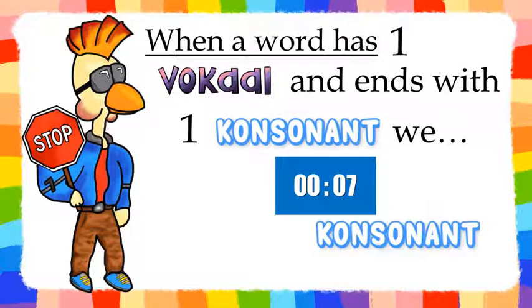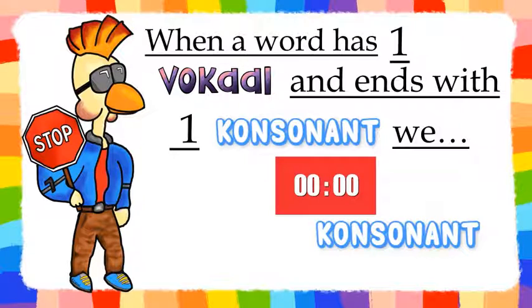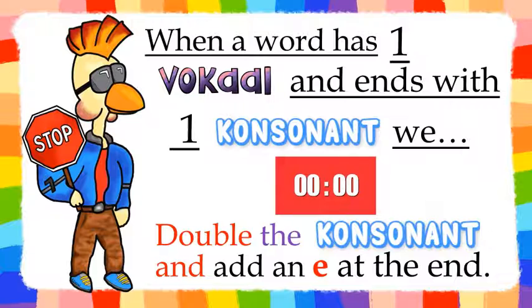And the last one, when a word has one vowel and ends with one consonant, what do we do? Yes, we double the consonant and add an E at the end.